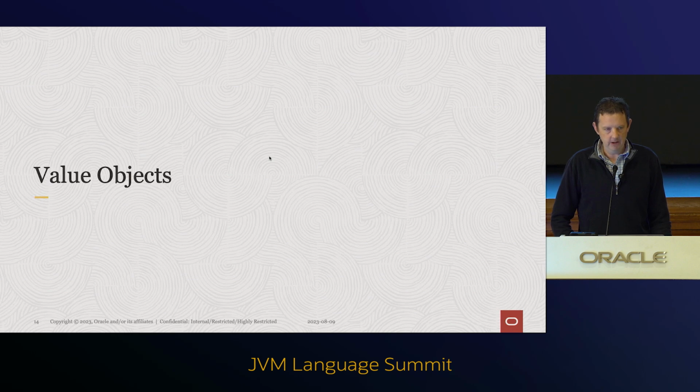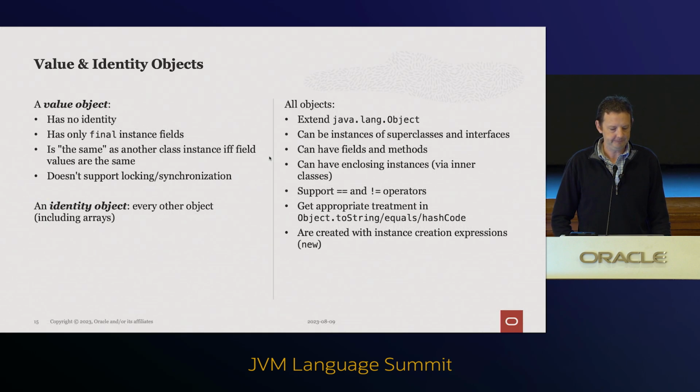And that starts with value objects. So what is a value object? An object with no identity. Like I mentioned on the chart, it means there's no mutability. All the fields are final. It can store references. You can store final references to mutable state, that's fine, but the object itself needs to have final fields. It's considered the same as any other value object if they're the same class and they have the same field values. So that solves the equals operator problem. And we just don't support synchronization or locking. You try to lock, you'll get an exception.